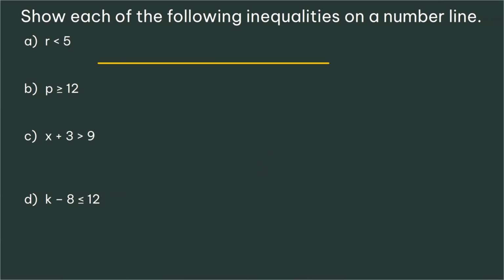Because r is less than 5, let's start by 6. So this is 6. This is our 5. This is our 4. This is 3. This is 2. This is 1. This is 0. This is -1 if you like, but you don't have to go all those.